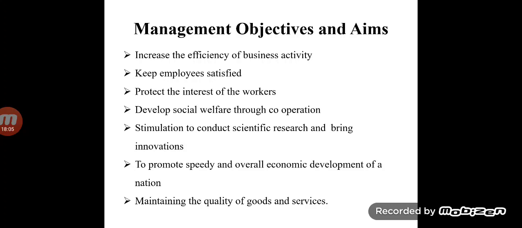If an organization wants to achieve the goal, then it is necessary for the organization to satisfy the employees in the organization. Satisfied employees can perform 100%, or the performance level is more than 100%, and we will achieve the goal. That's why it is the aim of the management to keep employees satisfied in the organization. Clear? That is the second point.